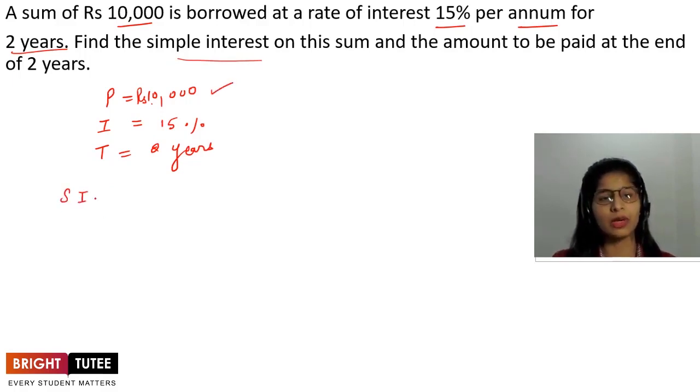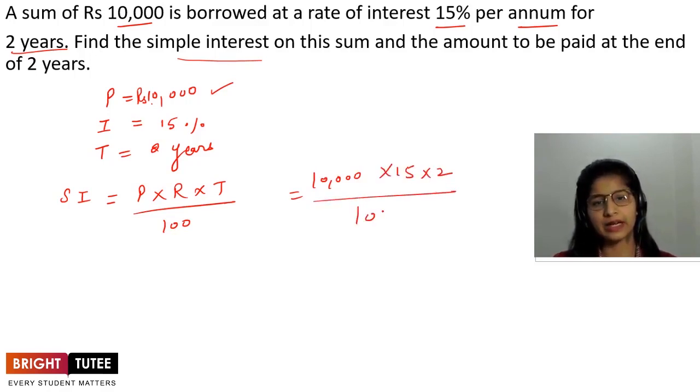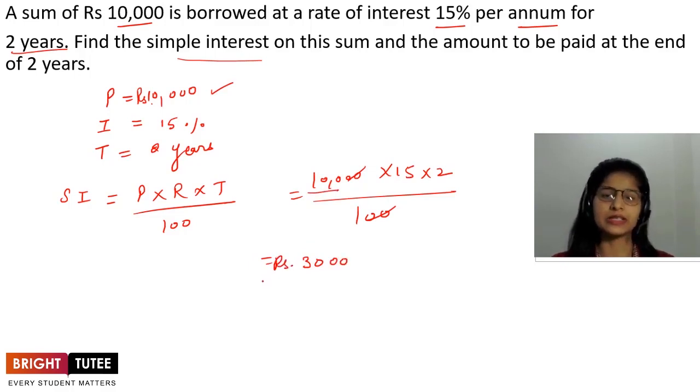You all know the formula of simple interest: principal into rate into time divided by 100. Principal is 10,000 into 15 into 2 divided by 100, cancelling the zeros. So what we will get? 15 into 2 is 30, and here also 100. So we get rupees 3,000. This is the simple interest after 2 years. At the end of 1 year it will be 1500. If you put the time as 1, it will be 1500, and then you can multiply it by 2. We have calculated for 2 years collectively.